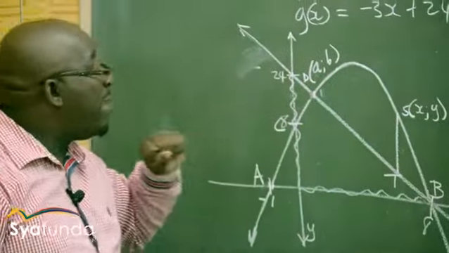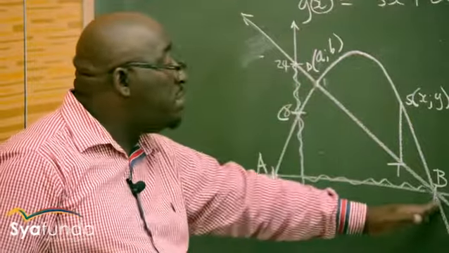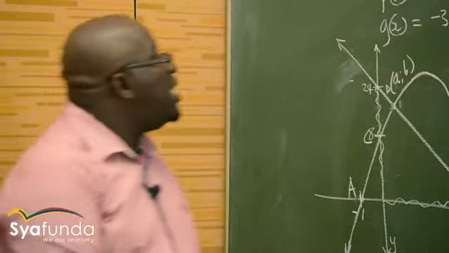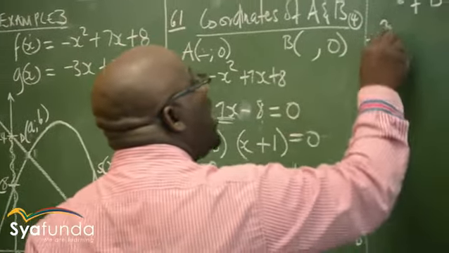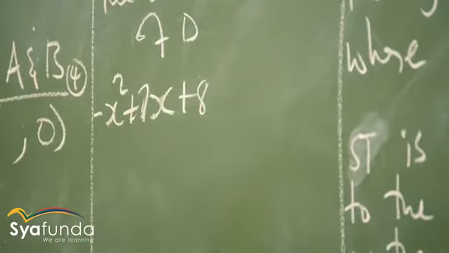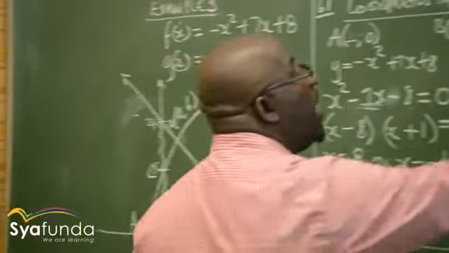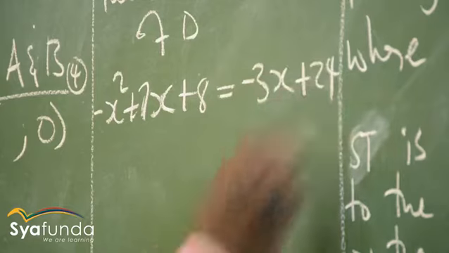So I know that if I equate these two graphs, I'm going to get two solutions because the graphs meet at two places. But I'm only interested in this solution, not in this one. Let's do this. Which are the graphs now? It's this one, minus x squared plus 7x plus 8. That is the graph of the parabola. We want to equate this parabola to the straight line. The straight line says y is equal to minus 3x plus 24. These are the two graphs that we have.